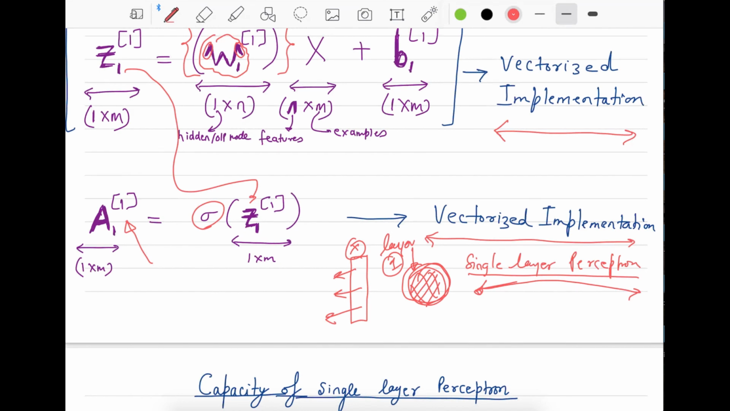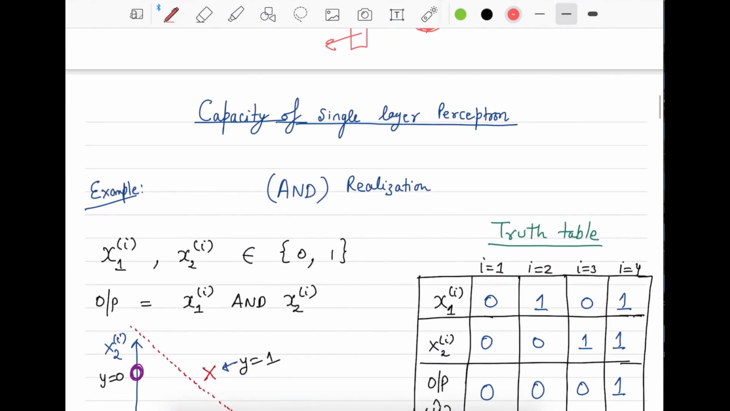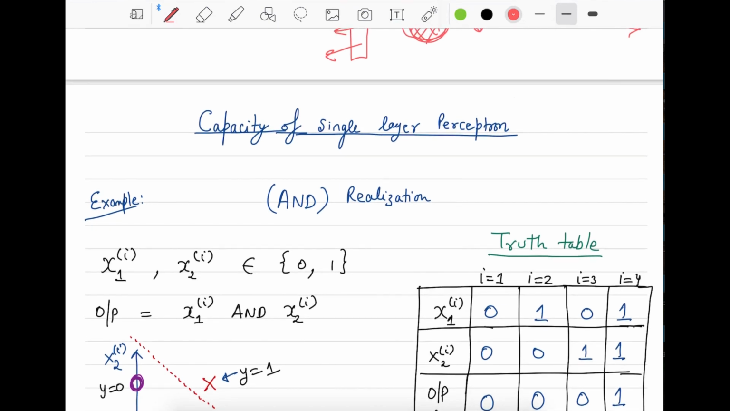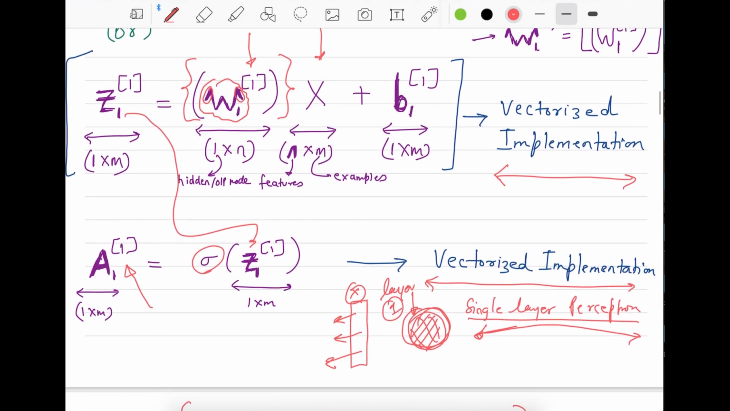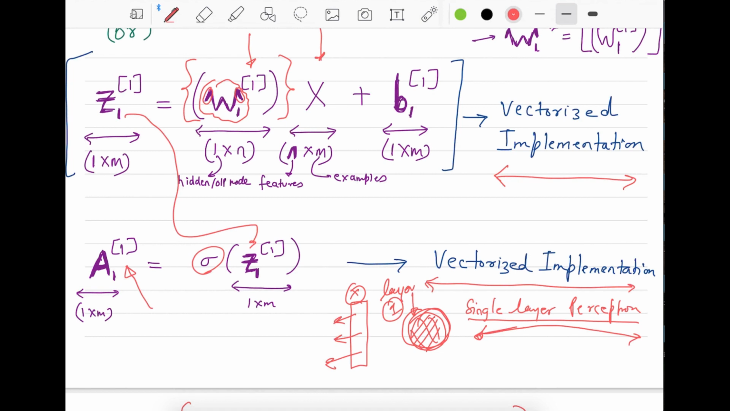So now let us discuss the capacity of this single layer neuron. By capacity, I mean how many problems this single layer neuron can solve. We have to see whether this particular neuron model which we have come up with is able to solve real life problems or not. If it is, then it will be very good. But we have to see what the limitations of this single layer perceptron are, which motivated us to come up with the advanced architectures of neural networks.